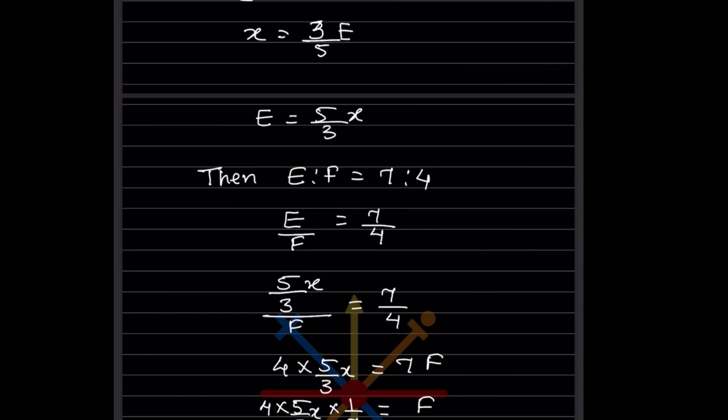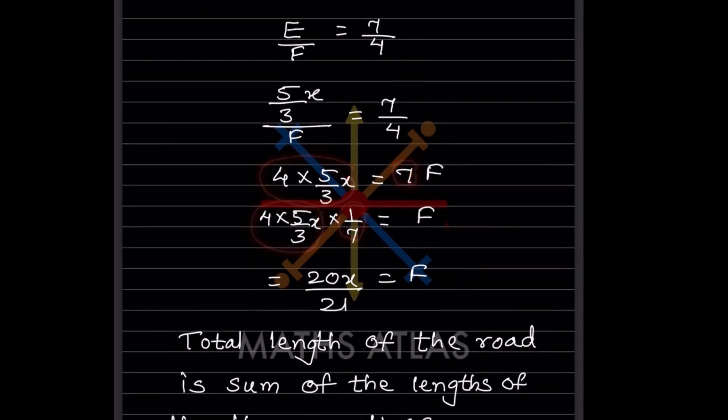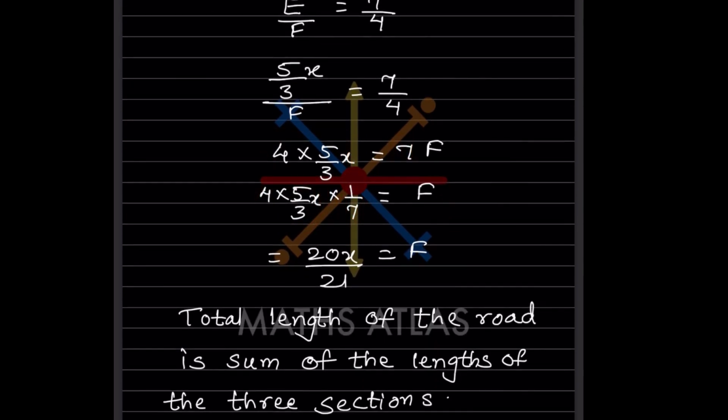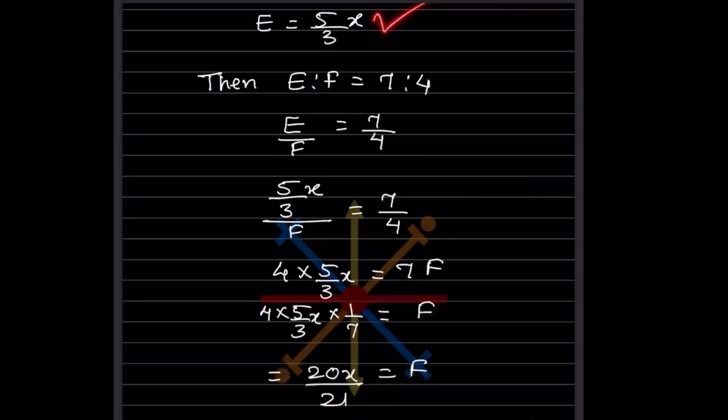So now what will you do when you cross multiply? It is going to be 4 into 5 by 3x, and this will be 7f. Now let us keep this 4 by this one on the same side. When we take this 7 to the other side, that is going to be 1 by 7, and that is f. So now what will you do here? This is going to be 20 divided by 21x is equal to f. So now we got the value of this E and this F.